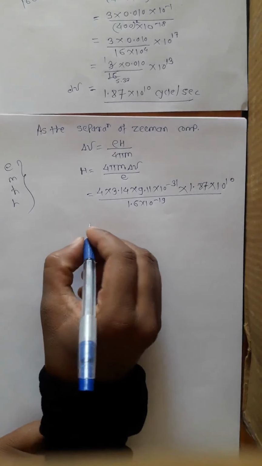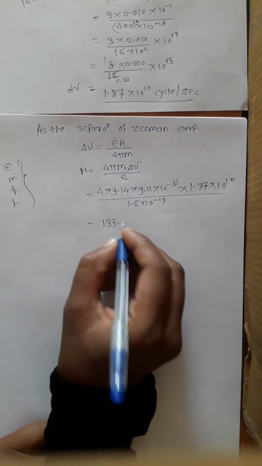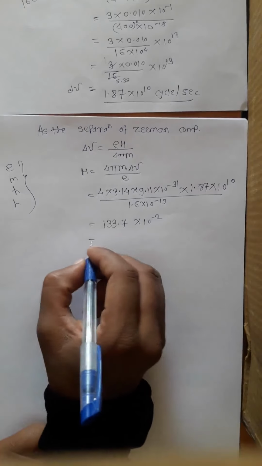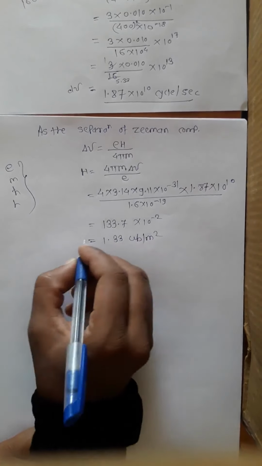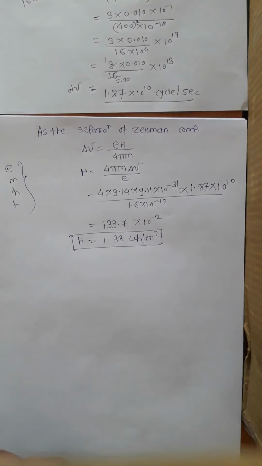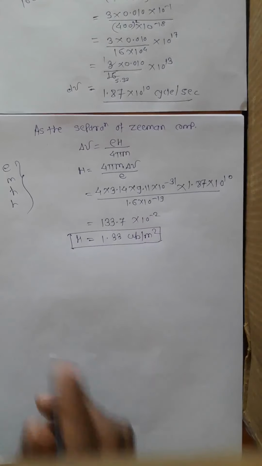Now after this calculation we will get the value 133.7 into 10 raised to minus 2, which is equal to 1.33 Weber per meter square. This is the unit of magnetic field. Now, second problem.